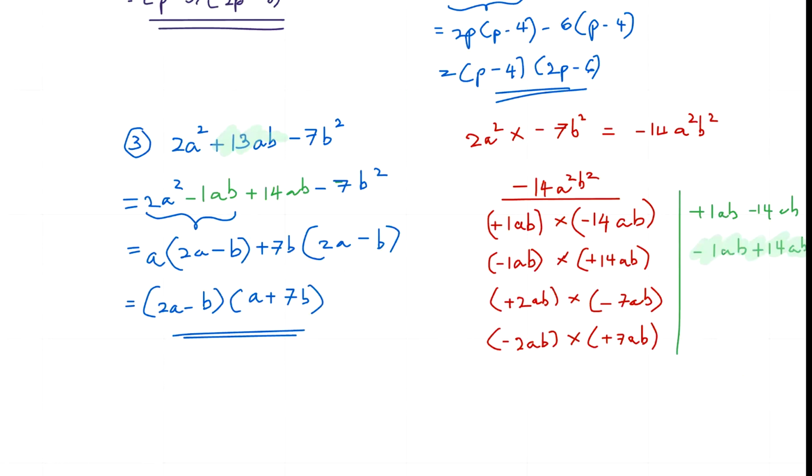Miss, is a plus 7b, 2a plus b also correct? Sorry, can you repeat again? Is a plus 7b, 2a plus b also correct? Then it can't be 2a plus b. It has to be 2a minus b, for sure. That sign cannot change. Oh, thanks.